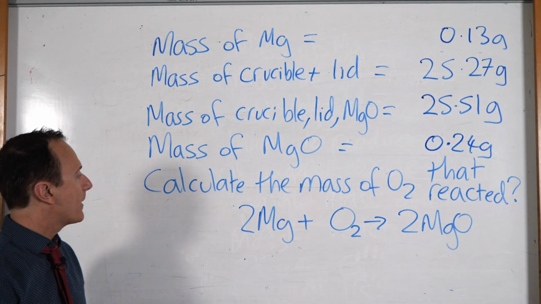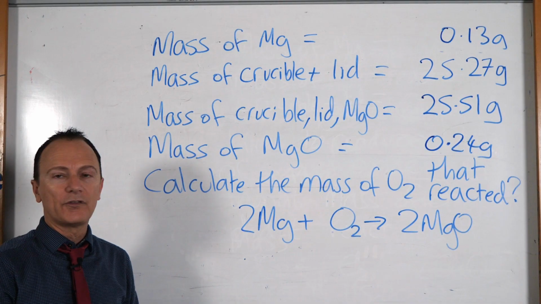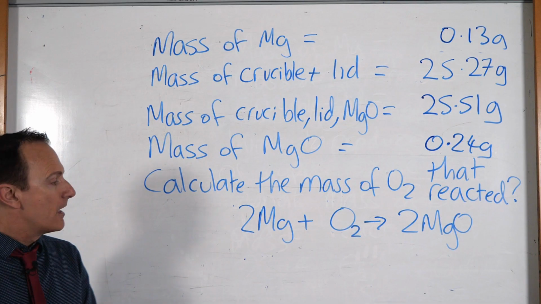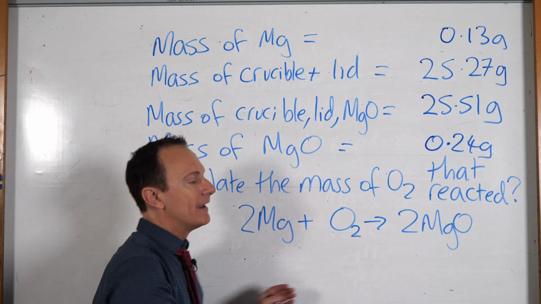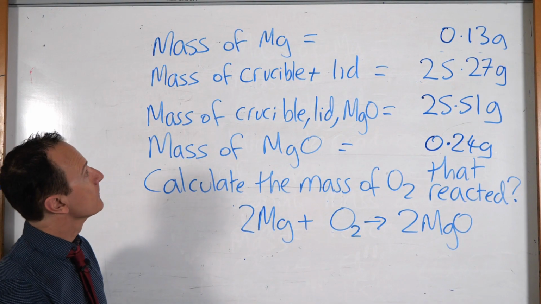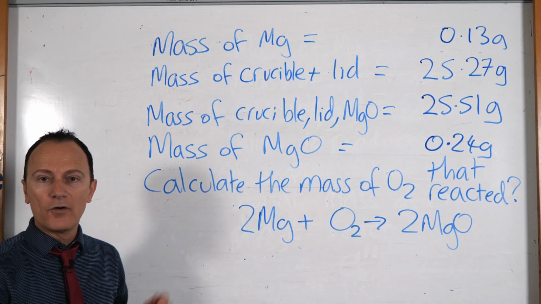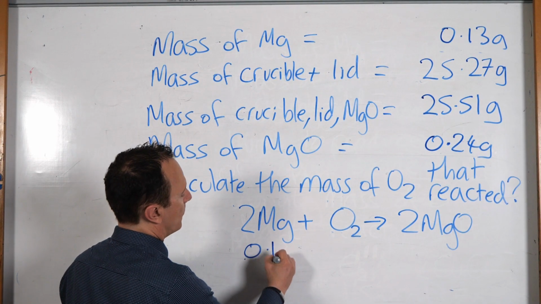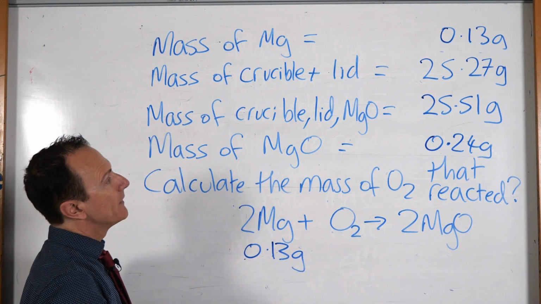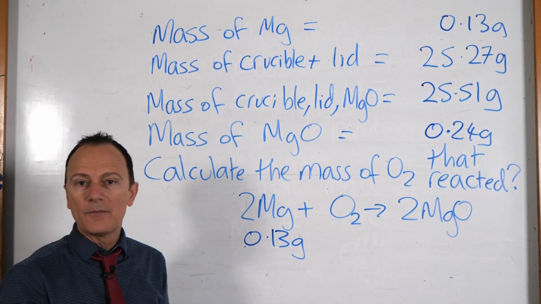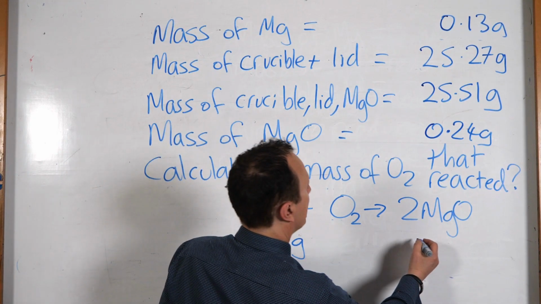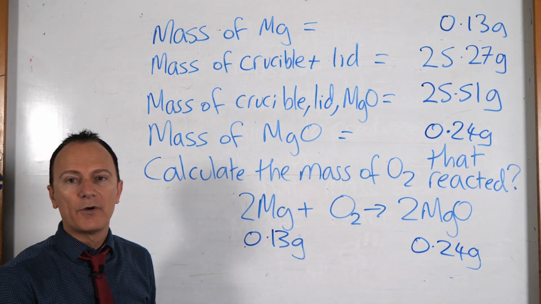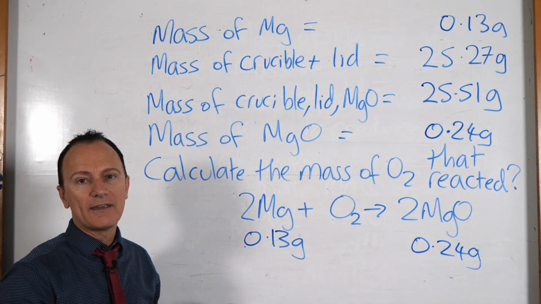And then the second part of the question might be: calculate the mass of oxygen that reacted with the magnesium. So this is where we need to use conservation of mass. And remember that the total mass of the reactants is the same as the total mass of the products. So we know the mass of magnesium, so like before, we're going to annotate the equation with the masses. So that was 0.13 grams. And we know now the mass of magnesium oxide that was produced. That was 0.24 grams. So the product comes to 0.24, so the reactants need to come to 0.24.